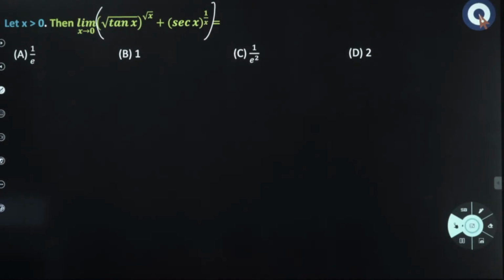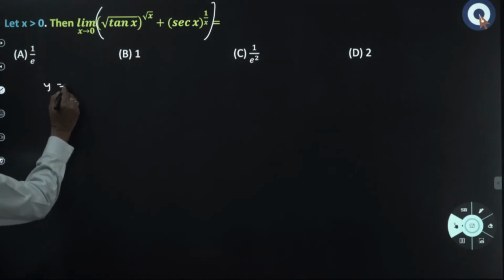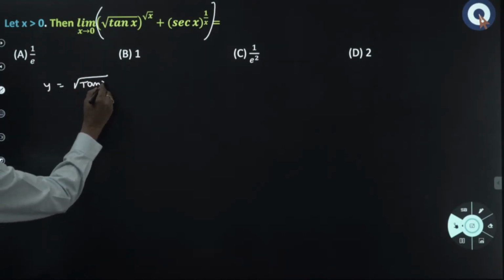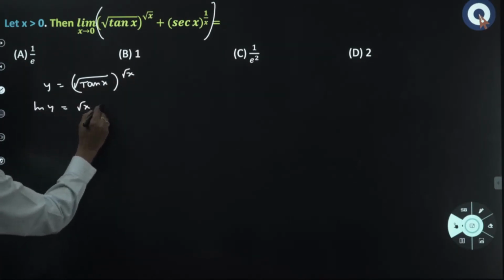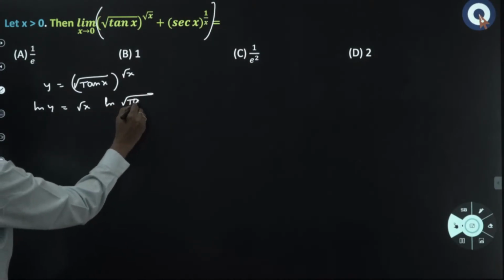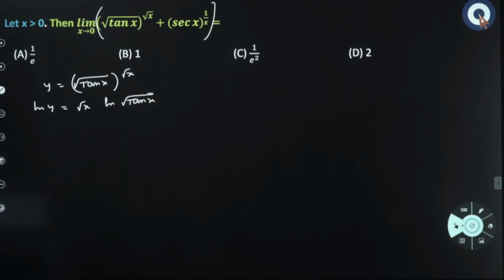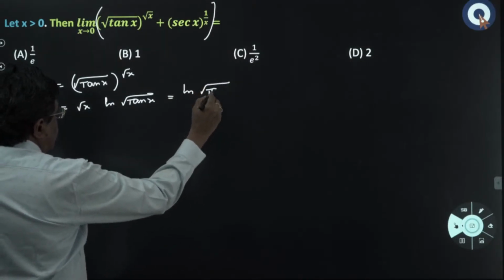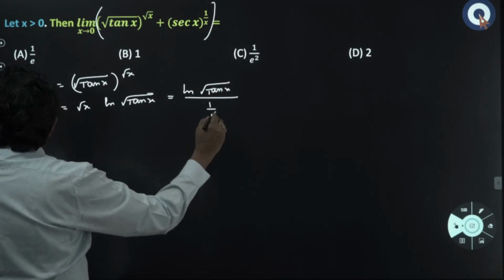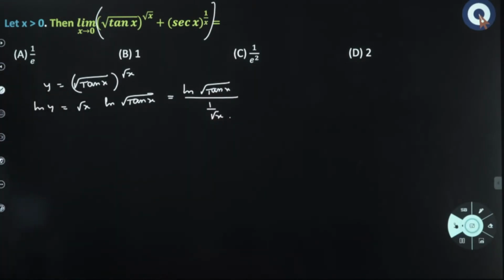Let us say y is equal to root tan x to the power of root x. You can just take log on both sides, which is root x log of root tan x. To apply L'Hopital's rule, we can write this as log of root tan x by 1 by root x. So it is of the infinity by infinity form, and you can apply L'Hopital's rule.